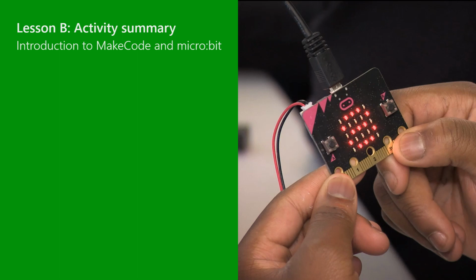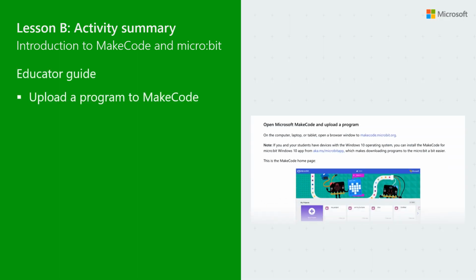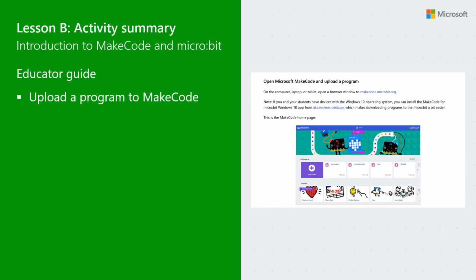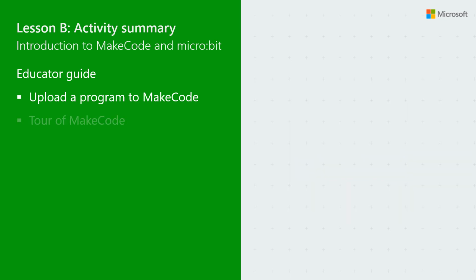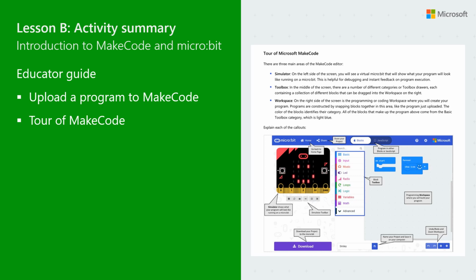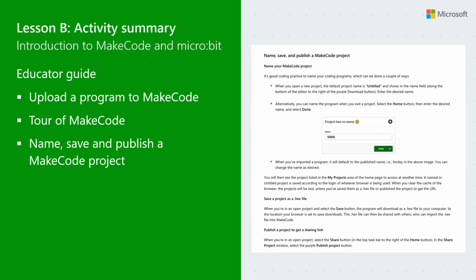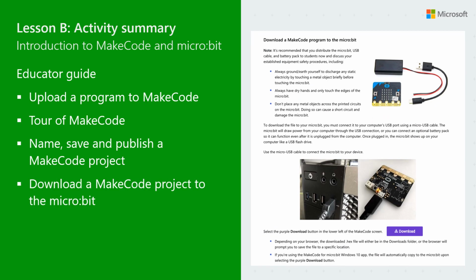Now, in Lesson B, your students get hands-on with MakeCode and the microbit. So it's going to be important to discuss your established equipment safety procedures in this lesson. Now, the content is in the Educator guide, and you're going to demonstrate how to upload a program to MakeCode, give a tour of MakeCode, show them how to name, save, and publish a MakeCode project, and make sure they know how to download a project to the microbit. All of these activities were part of your practice in the Preparing to Teach section of the course overview guide.